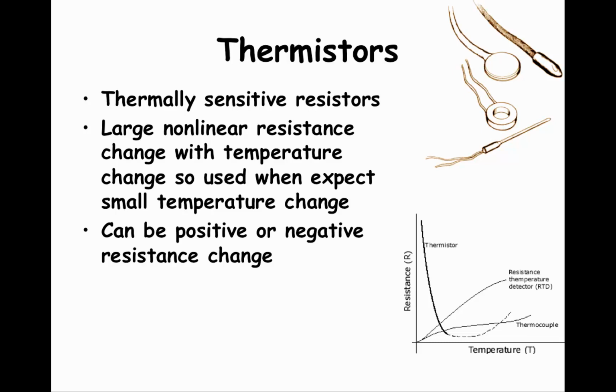Thermistors are another device that has a resistance change as a function of temperature. Compared to the RTDs, thermistors have very large nonlinear resistance changes, so they tend to be used over small temperature ranges. While RTDs have an increasing resistance with increasing temperature, thermistors can have either positive or negative resistance changes depending on the thermistor material.